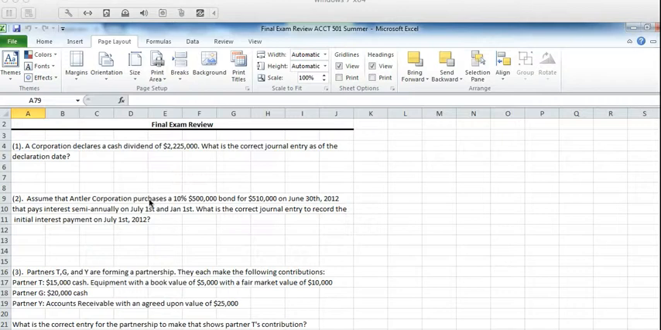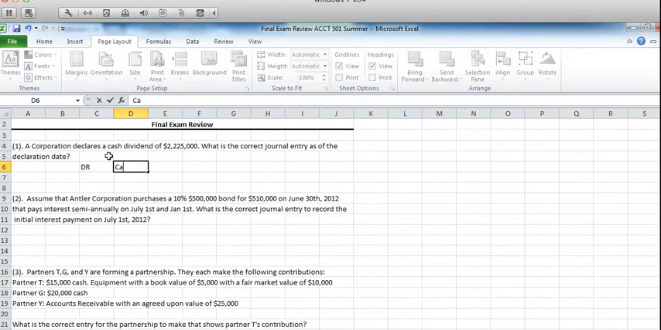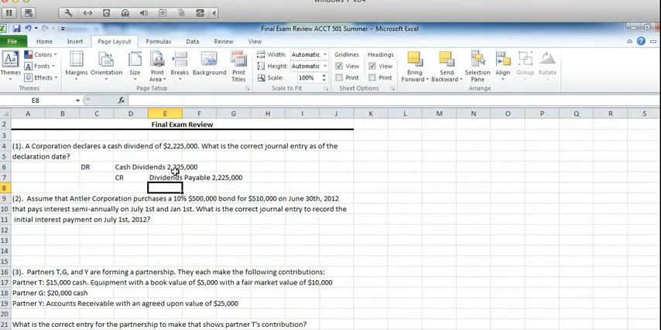So what that would look like, I would have my debit entry, and that would be for cash dividends, and then the amount. Then I'd have my credit entry, dividends payable, and then the amount. Okay, so that one's pretty straightforward. It's basically just incurring a liability that I say I'm going to pay my stockholders that amount in the future.